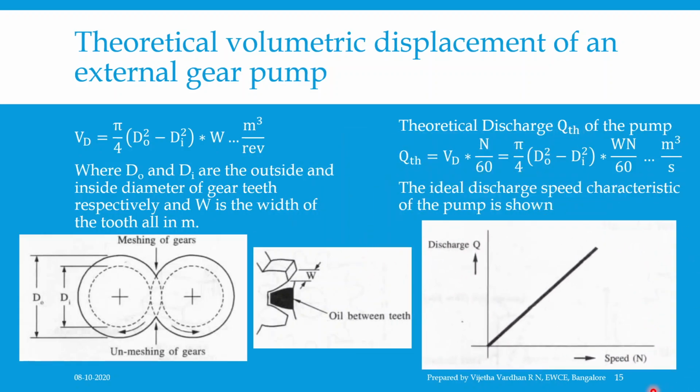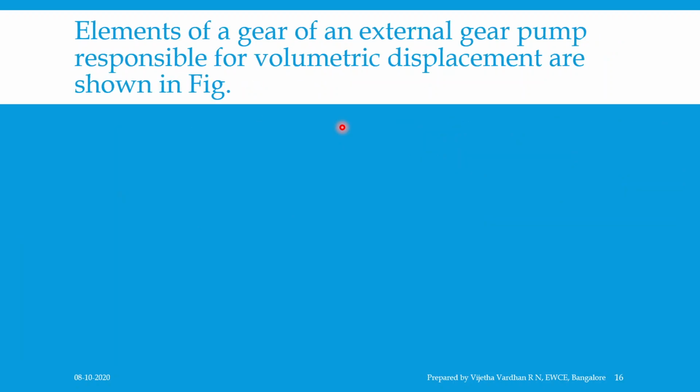Now you can see as the speed increases, the discharge also increases, and as the speed decreases, discharge also decreases, because the geometrical relationship is already fixed. We cannot change it. Now Q actual is nothing but the actual discharge of the pump, which is less than the theoretical discharge QTH, due to the leakage from the high pressure side to the low pressure side.